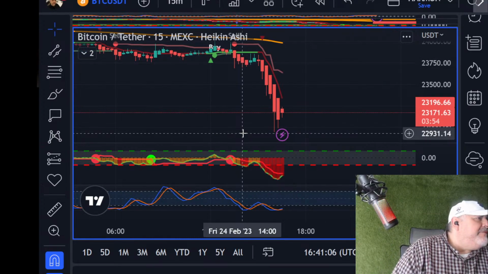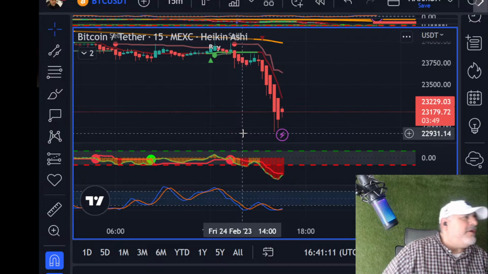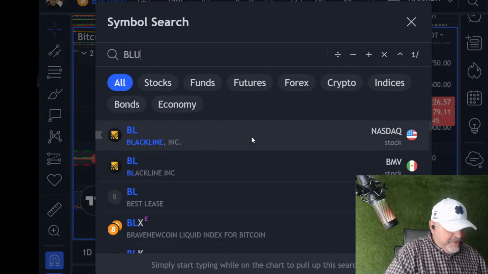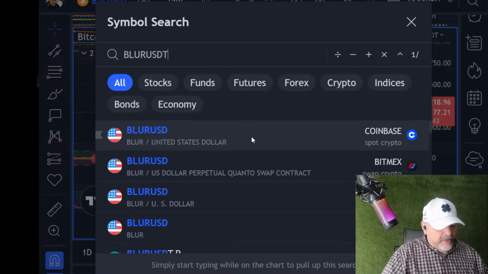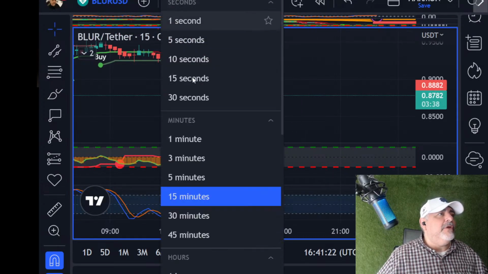I do 3K leverage, scary there. Dude, Blur. Oh, we want to take out Blur. Guys, if you're using the proper entries and stuff like that, then you can use higher leverage. All right, so Blur, let's take a look at Blur.